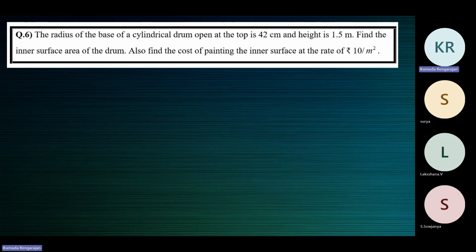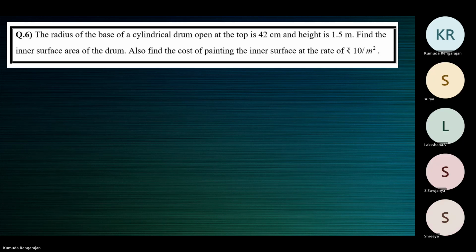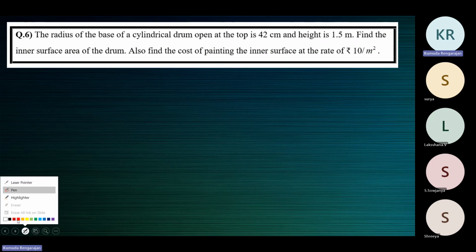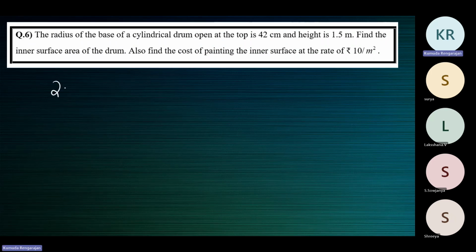So what areas are available to be painted? The CSA plus the area of the base circle. These are the two areas available to be painted. The curved surface area is made of some material, so we have to paint the curved surface area. The bottom circle, yes, it's a drum, it's a container. The bottom is closed, so there is material used there, and that material will be circular. So the area of the base is pi r square.